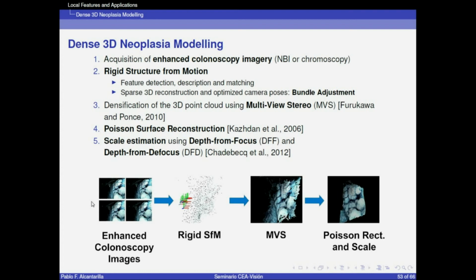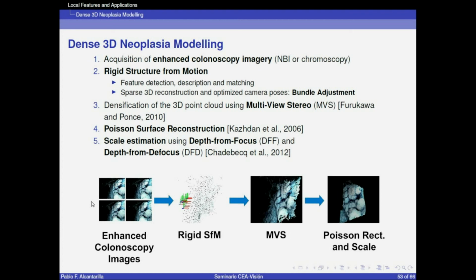Once we have a sparse 3D point cloud and a set of reconstructed camera poses, we perform a densification of the 3D point cloud using multi-view stereo methods, such as, for example, Furukawa and Ponce's patch-based multi-view stereo, or other techniques. And once we have a dense 3D point cloud, we construct a triangulated surface using Poisson surface reconstruction.